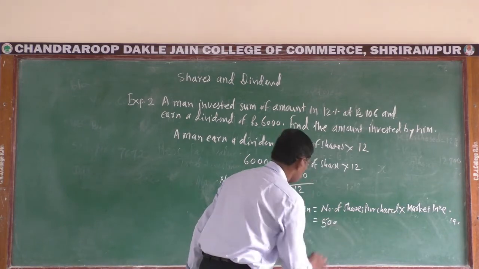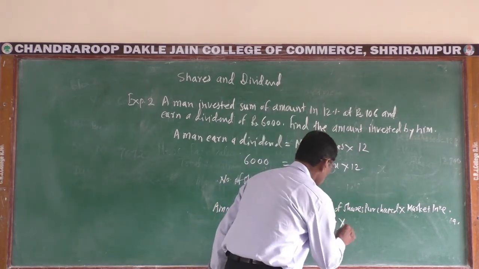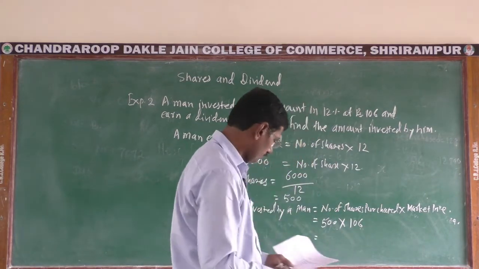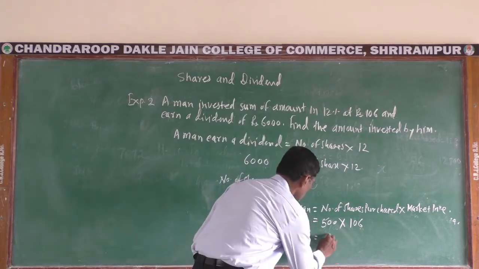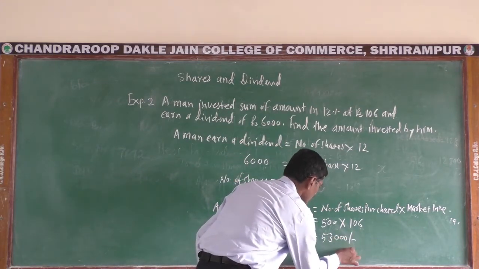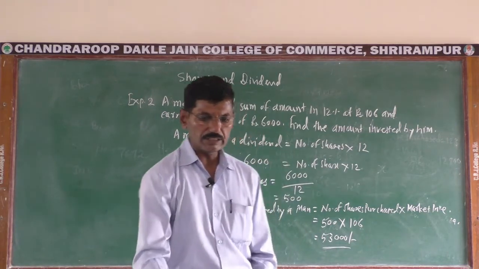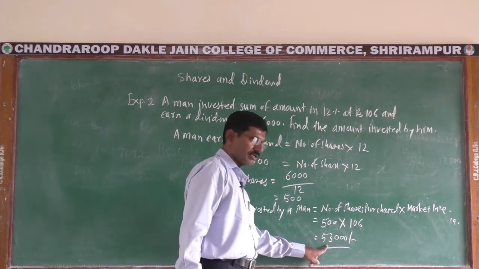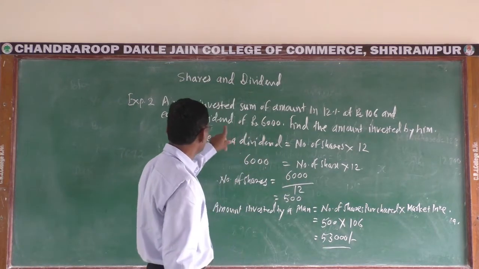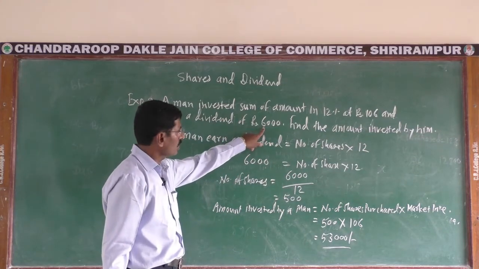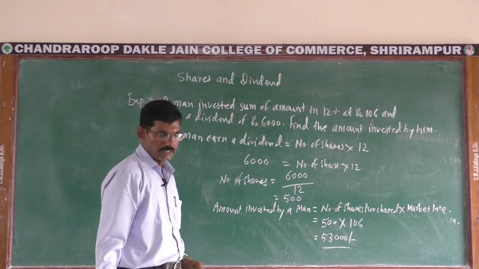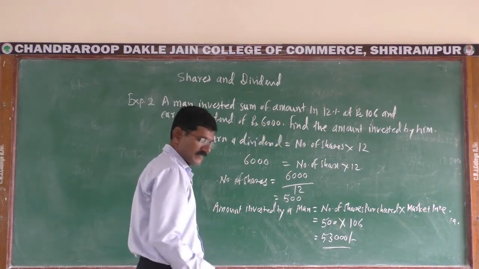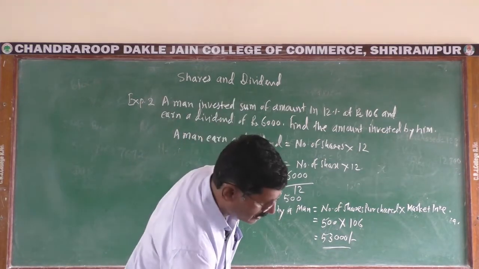Here he purchased 500 shares at rupees 106 each. Therefore, 500 into 106, that is 53,000. It means the man invested in shares rupees 53,000 and he received a dividend of rupees 6,000 at the rate of 12%. Dividend is always received on face value of share. Okay. Then next example.